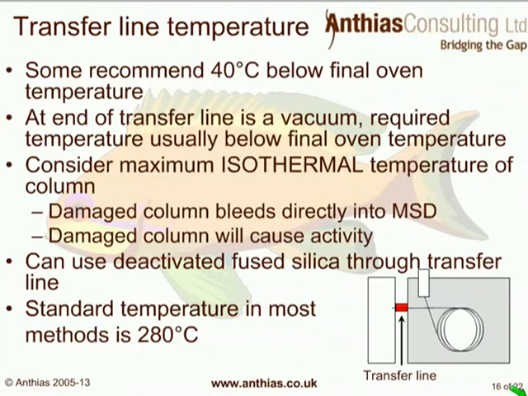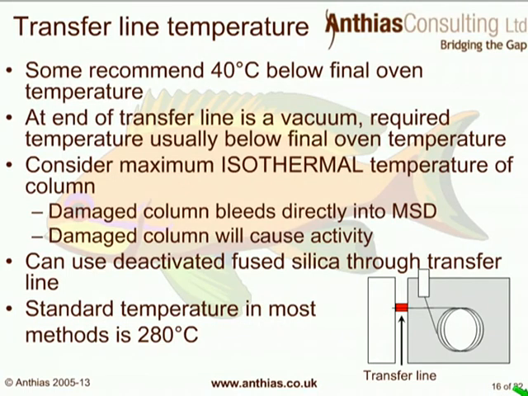So, moving on to our system transfer line temperature. Some manufacturers recommend that it's 40 degrees below the final oven temperature. But what we've got to remember is, at the end of the transfer line, there is a vacuum. So that means that quite often the analytes reaching the transfer line will move through much faster because we have a vacuum sucking through at the other end.